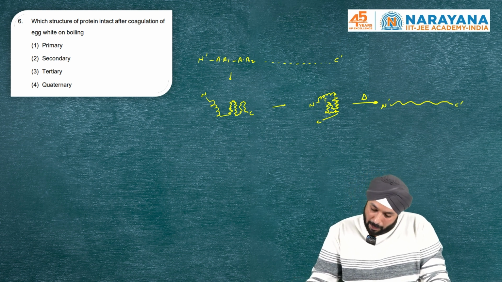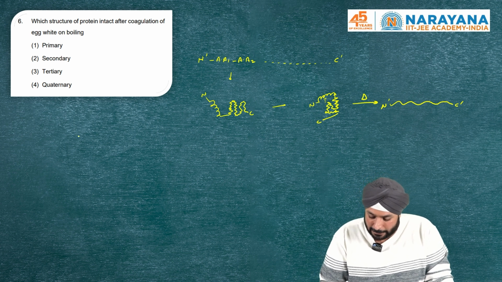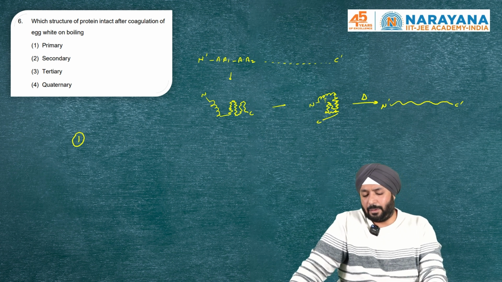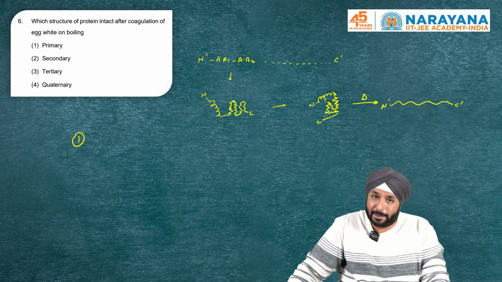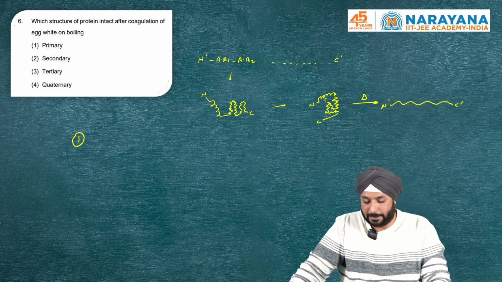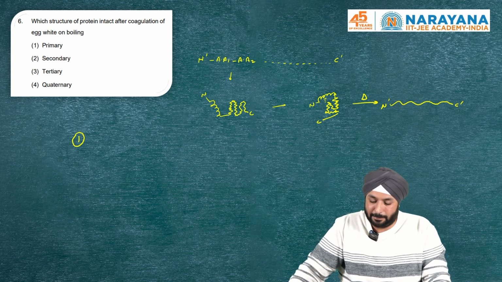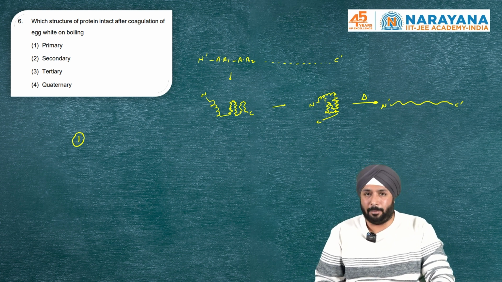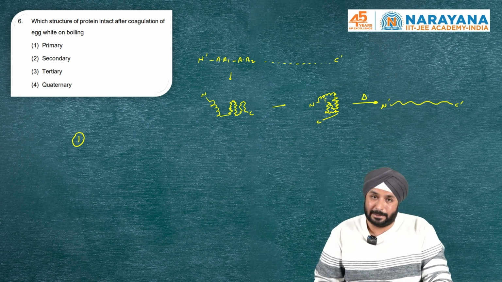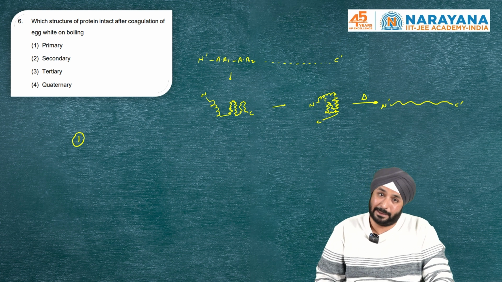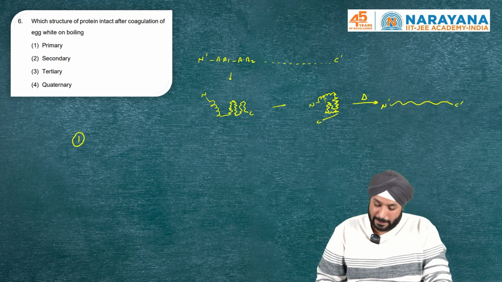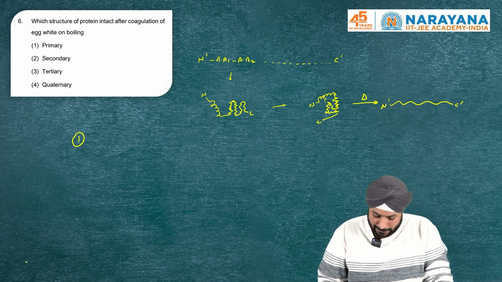So the correct option for this answer is primary structure, because tertiary, secondary, and quaternary structures will uncoil into the primary structure. Nothing will happen to the primary structure per se. So the correct option is primary structure. This is a very basic theory question from biomolecules, on the effect of external atmospheric conditions and pH changes on protein, and how it changes its structure. It came from this topic. Hopefully you have read that nicely and you would have done it correctly, right?